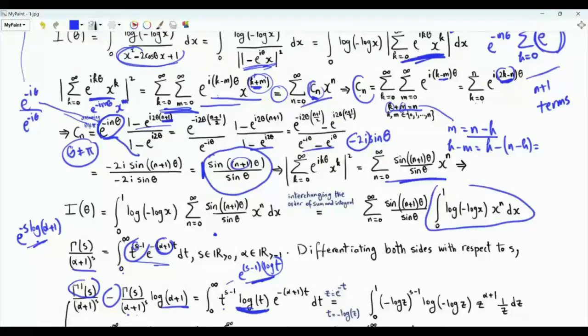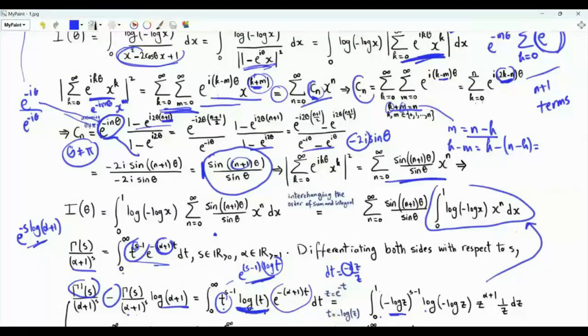We can do a change of variables, z equal to e to the minus t. t is minus log z, dt is minus dz over z. When t tends to 0, z tends to 1. When t tends to infinity, z tends to 0. We can use this minus sign to have our integral with respect to z from 0 to 1. This exponential becomes z to the alpha plus 1. This t is replaced by minus log z, and log t becomes log of minus log z.